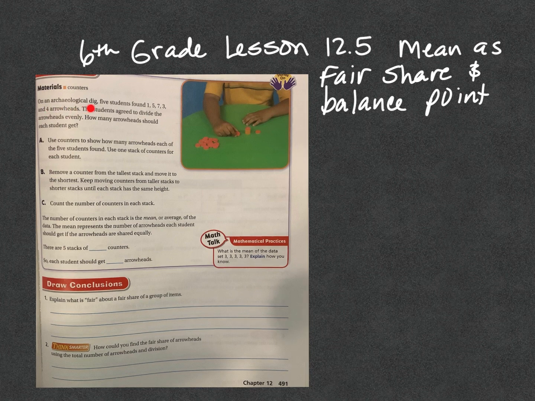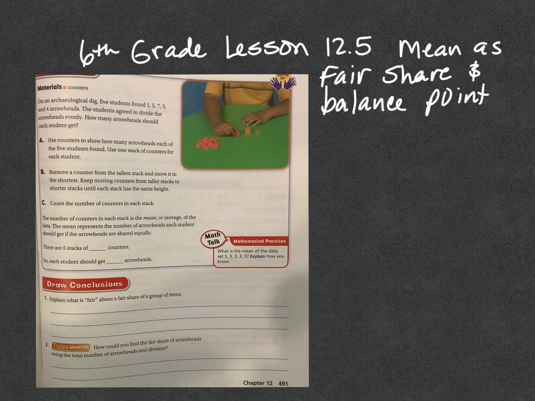On an archaeological dig, 5 students found 1, 5, 7, 3, and 4 arrowheads. Let me clarify that. One student was in an area where he was able to find 1 arrowhead. Another student found 5 arrowheads. Another one found 7. Another one found 3. And another one found 4. So that's what they mean by those numbers. The students had agreed that they would divide the arrowheads evenly when they were done. How many arrowheads should each student get?